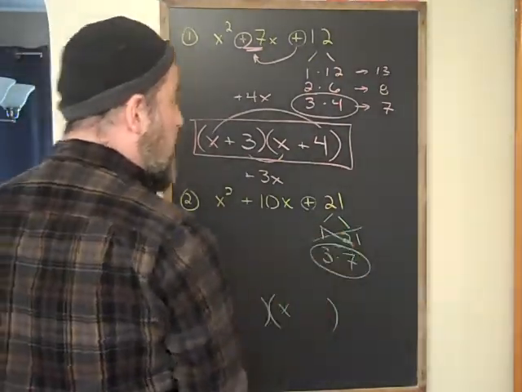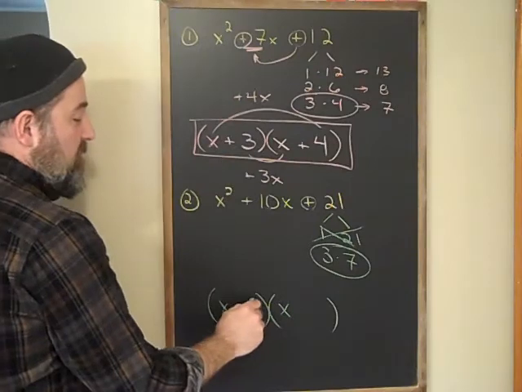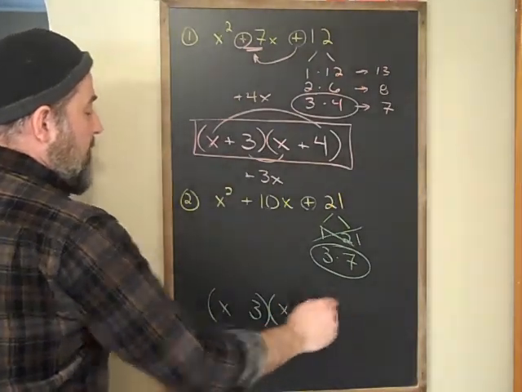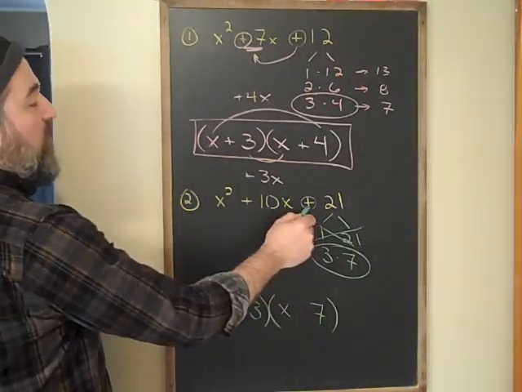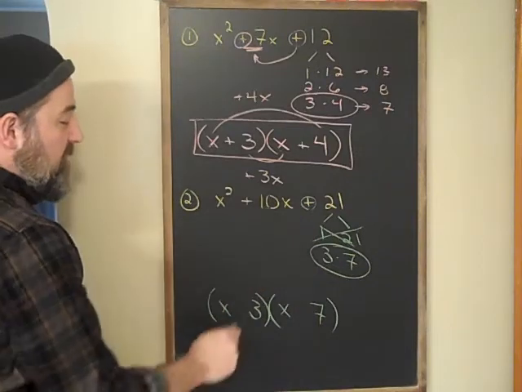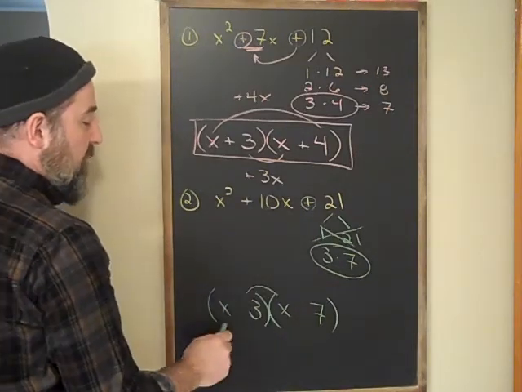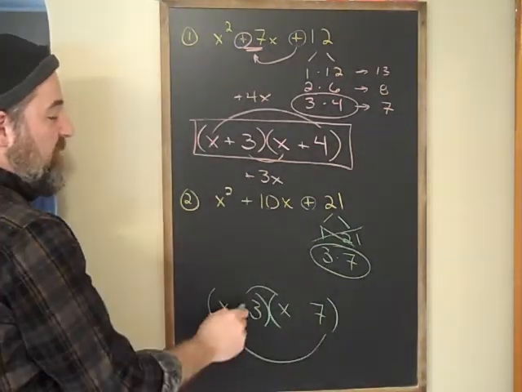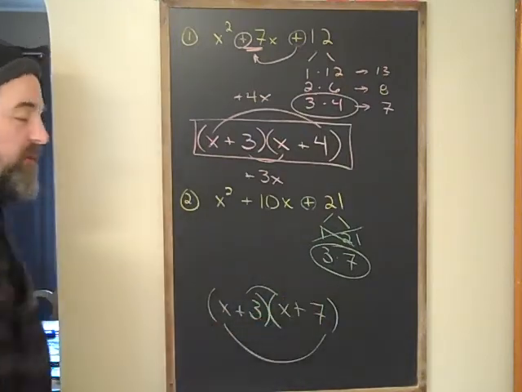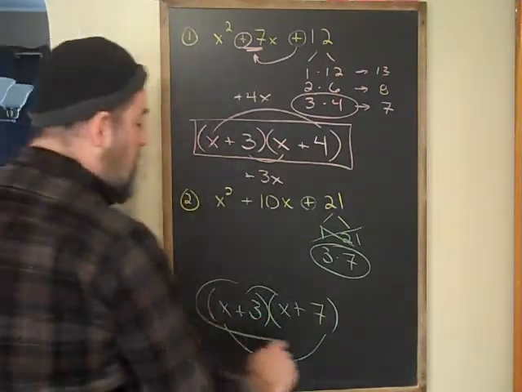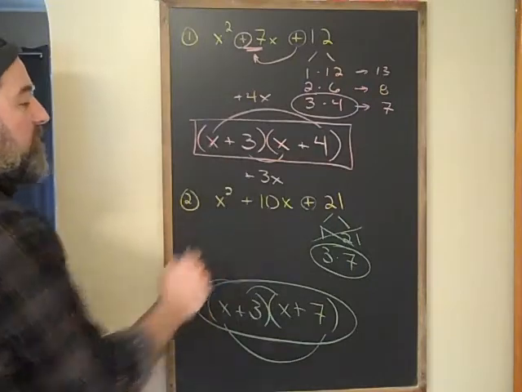We're not going to be using the 1 and 21. So that tells us we're going to have a 3 and a 7. And we want our factors to add to be positive 10. So that has to be a positive 3x. That has to be a positive 7x. So they both have to be plus. This is the factored form of that trinomial.